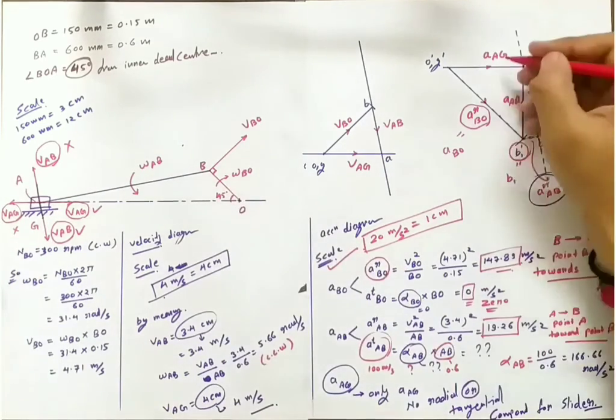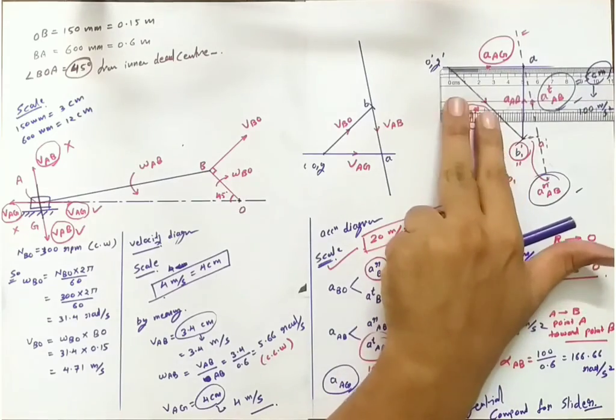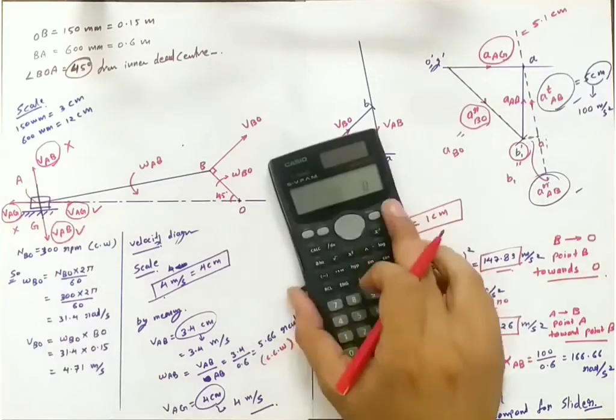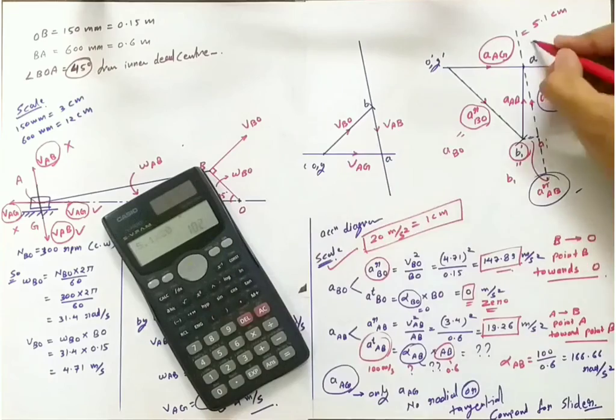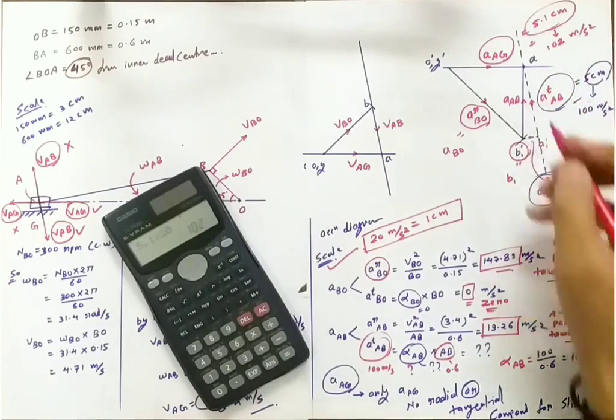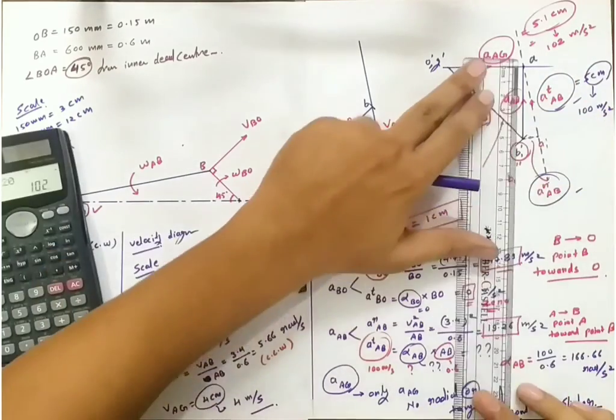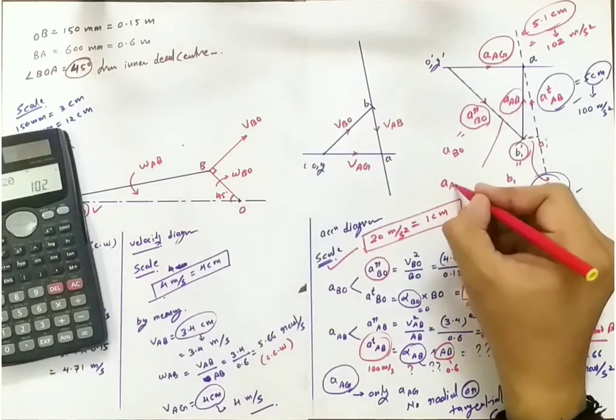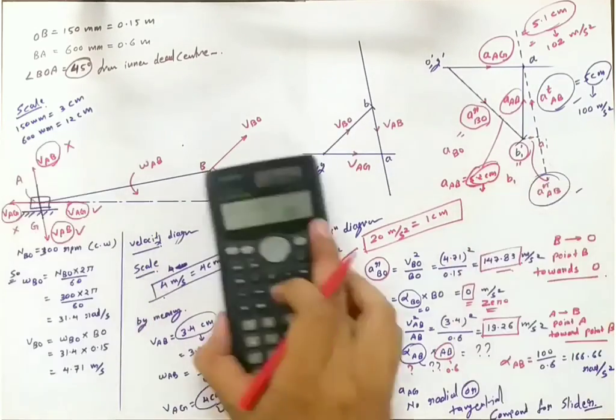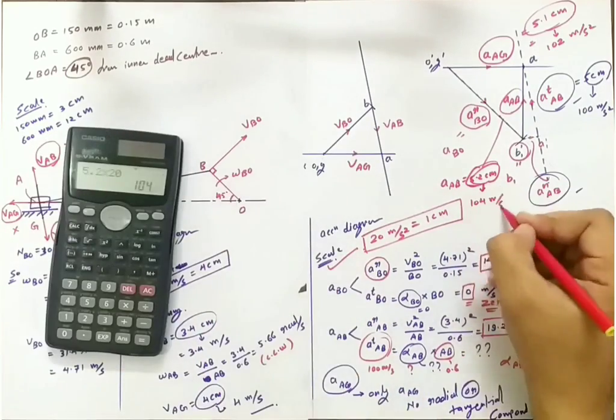Also we can find out the acceleration of the slider by measuring, that is 5.1 centimeter, and this is 102 meter per second square. And the last one, that is connecting rod AB, by measuring, this is 5.2 centimeter, and this is 104 meter per second square.